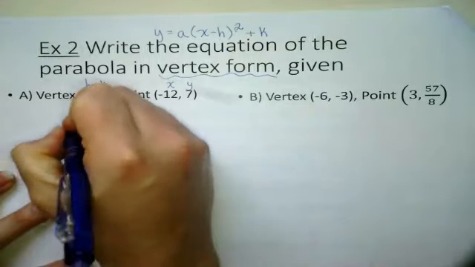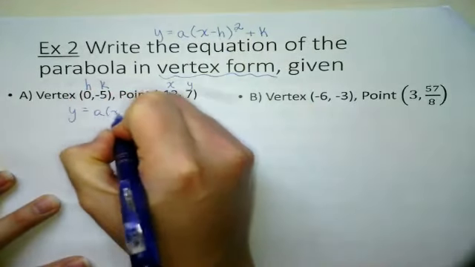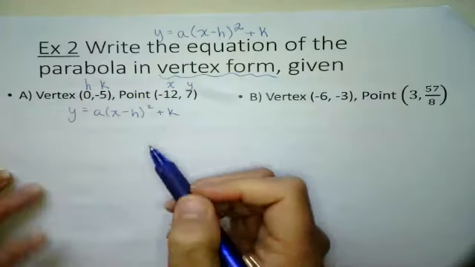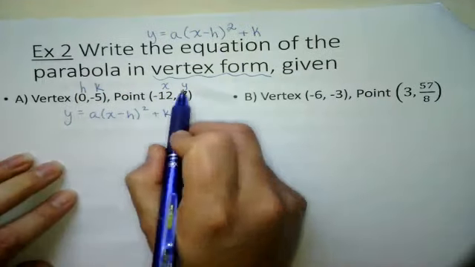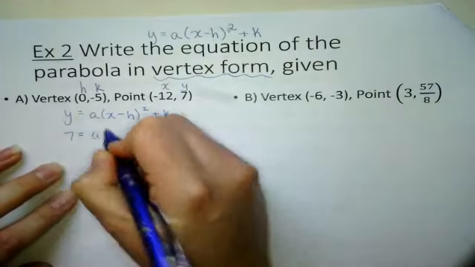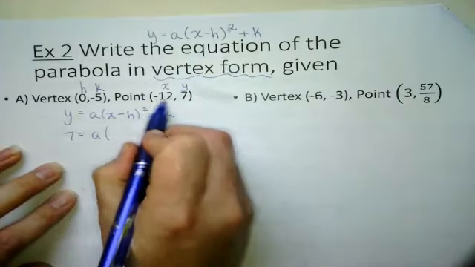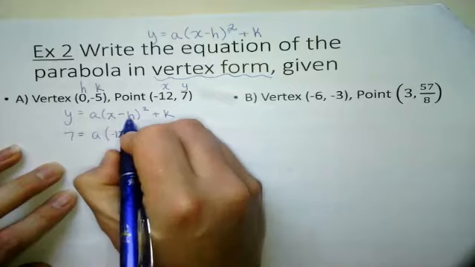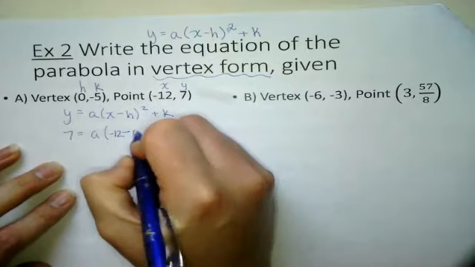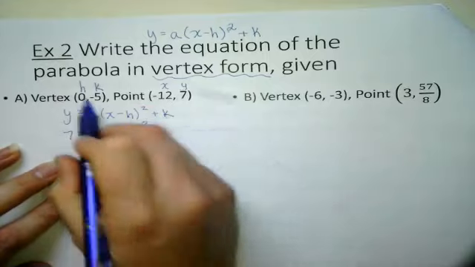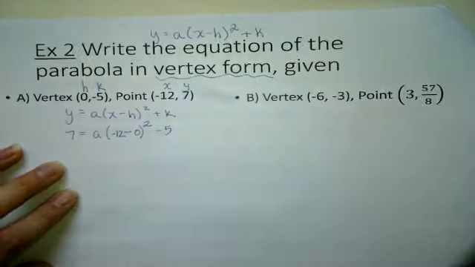I'm going to go ahead and just write down my model so that we're all clear where things are going. All right, so I'm going to put in place of the y a 7, so 7. A we need to solve for. In place of the x, we're putting in -12. Minus, and in place of the h, I'm plugging in 0. Don't forget the quantity squared. In place of the k, I'm putting in a -5.